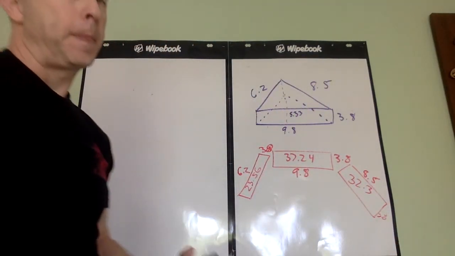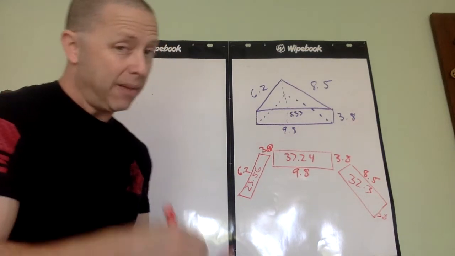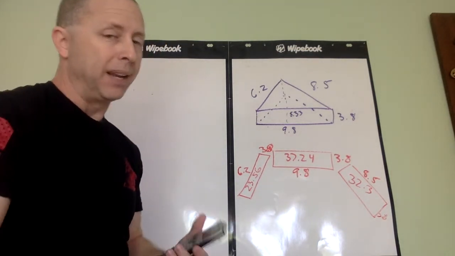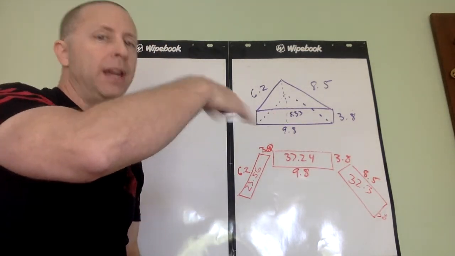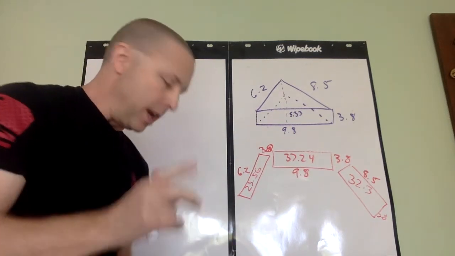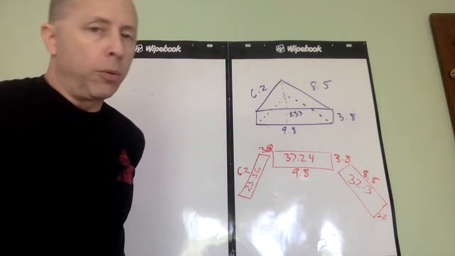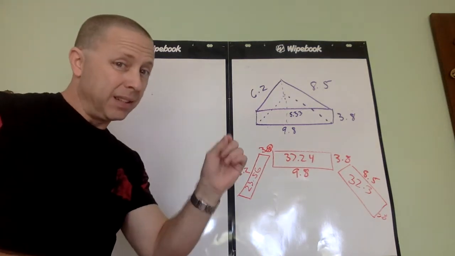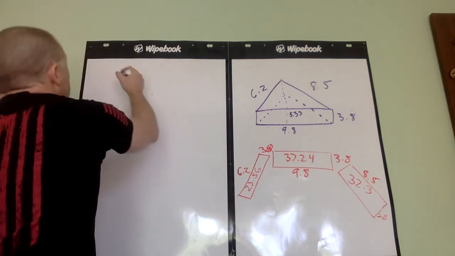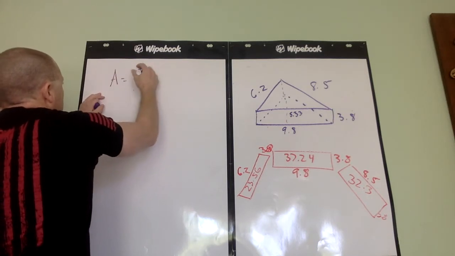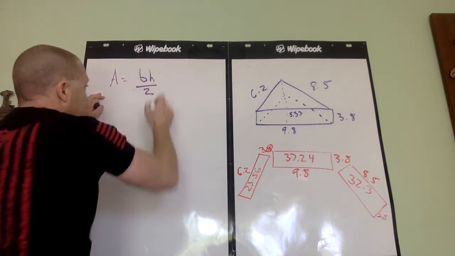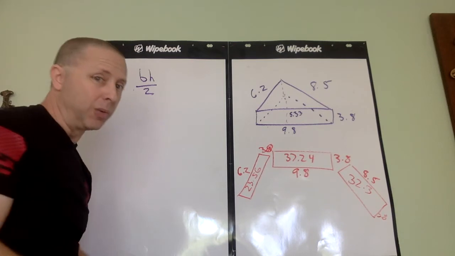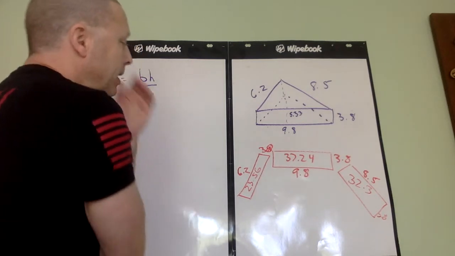Okay, I'm almost done. I have all the pieces of the rectangles, but I still need the top, which is a triangle, and the bottom, which is a triangle. Now, if you do remember, the formula for the area of a triangle is base times height divided by 2. So, area of the triangle equals base times height divided by 2. Don't forget to divide by 2, otherwise you're going to come up with something like a rectangle.